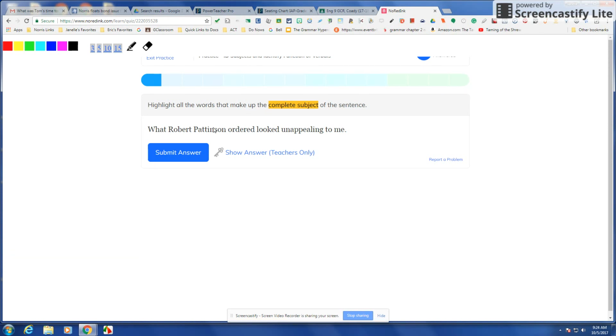So what Robert Pattinson ordered, I would draw a line straight down, and I can see this is the subject side and this is the verb side. Looked is the verb. What he ordered looked. You could always replace this entire subject with the word it. It looked unappealing, right? Just because it's this many words doesn't mean that it's any different than a simple subject. So in this case, you would mark everything up to that line to be the complete subject, since they want the complete subject.